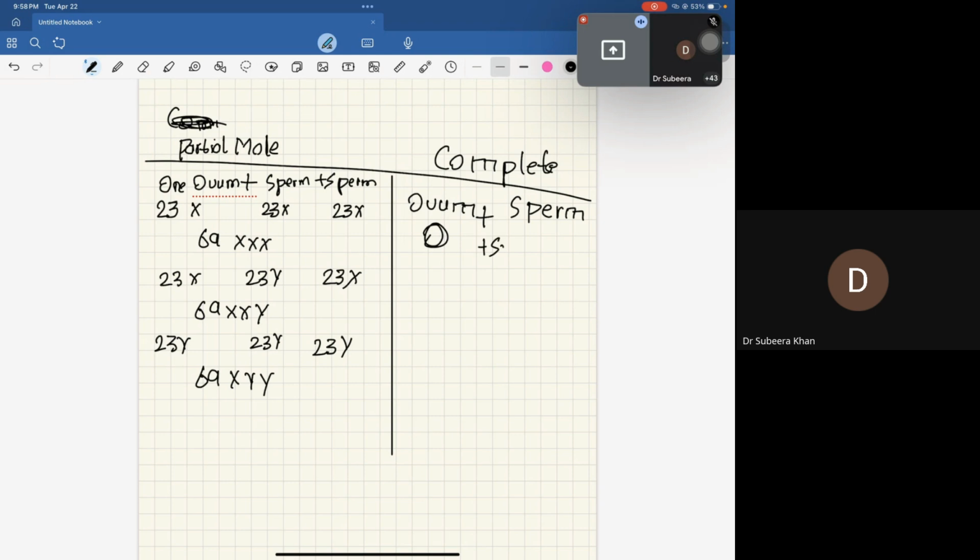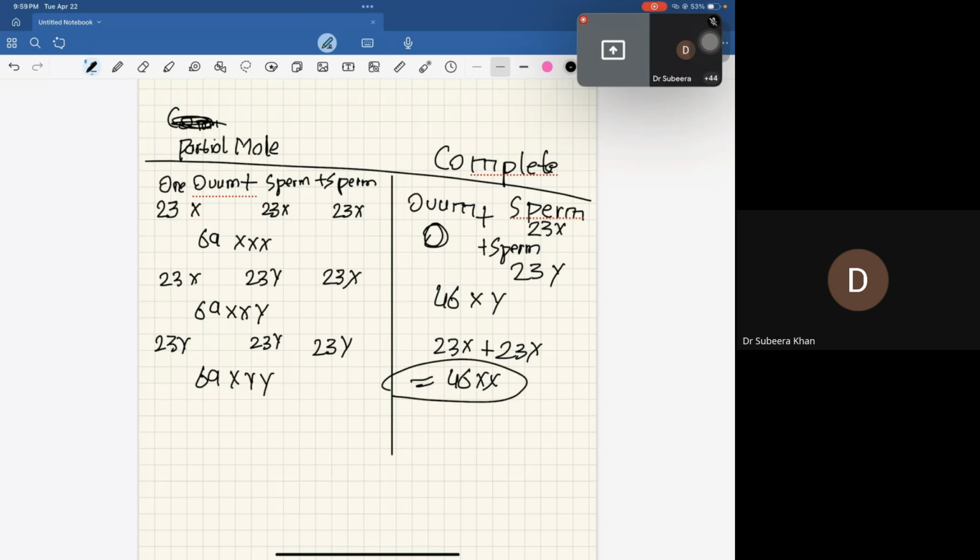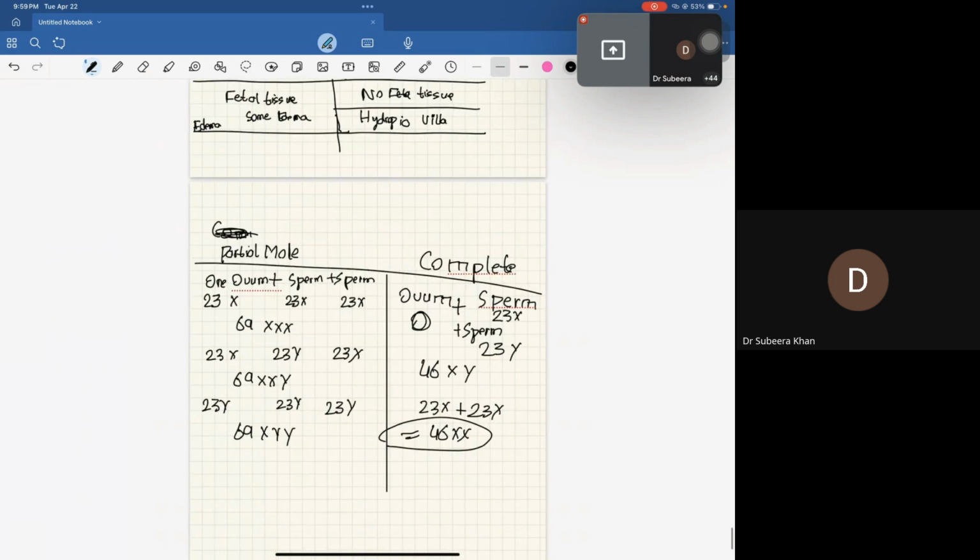Two sperms. So this one sperm can be 23X, the other sperm could be 23Y, so it will be 46XY. Or one sperm could be 23X and the other sperm could be 23X as well. Then it will be 46XX. Is that clear? Yes, yes. Thank you so much.